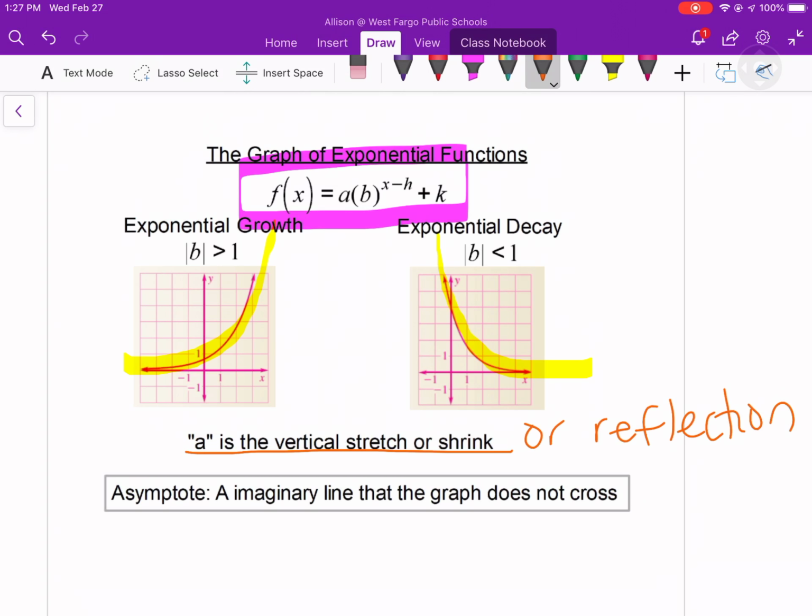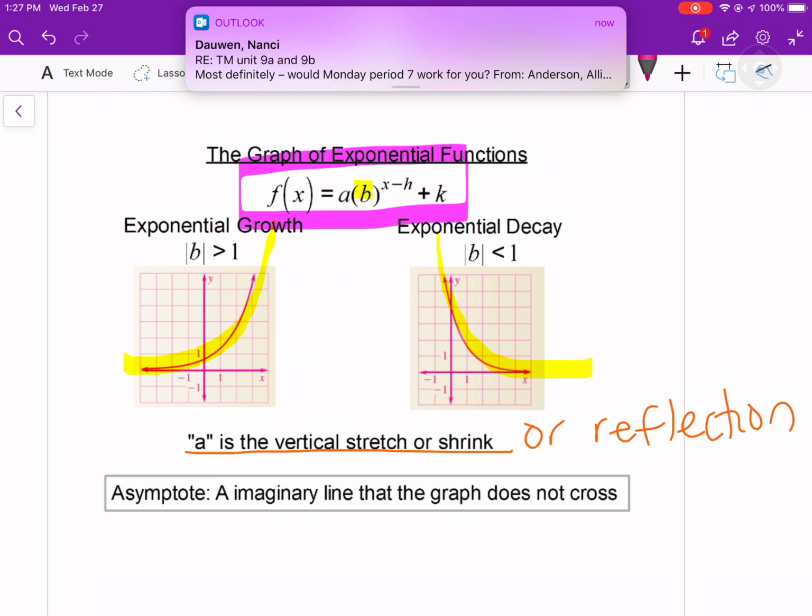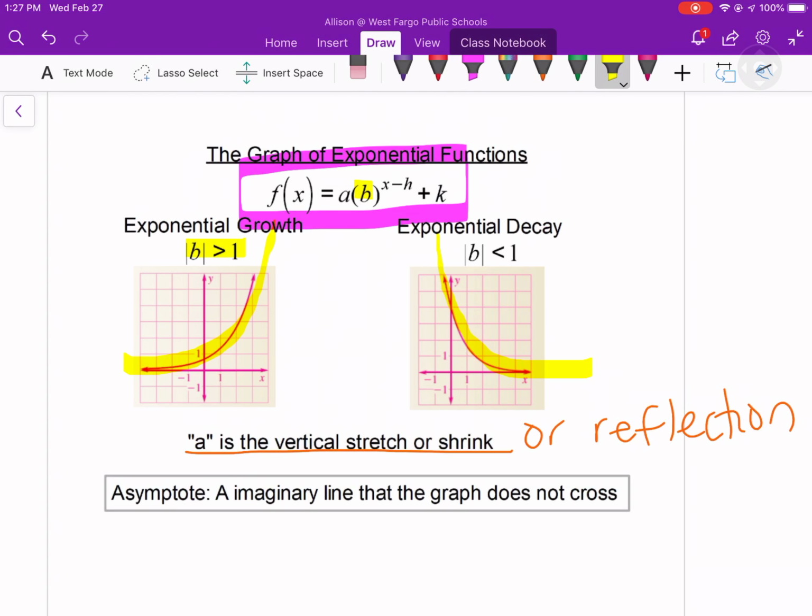The B value in the middle here tells you if it's going to be exponential growth or decay. If B is greater than 1, so you have a whole number in there like 1, 2, 3, 4, 5, then your function will be growth. If the B value, so the number that's being raised to the power, is less than 1, so you have a fraction like 1/2 or 1/3 to the x, this then is exponential decay.